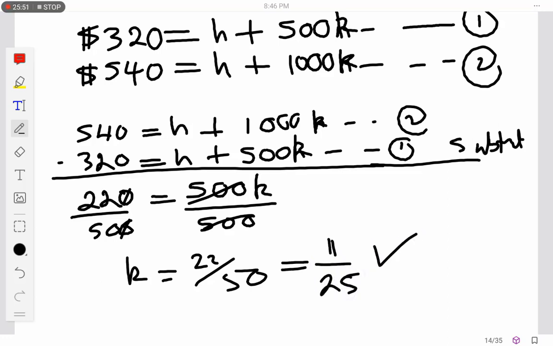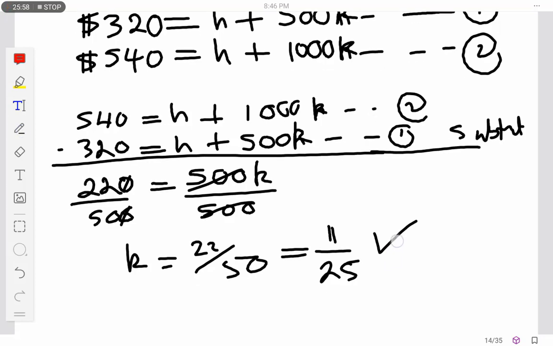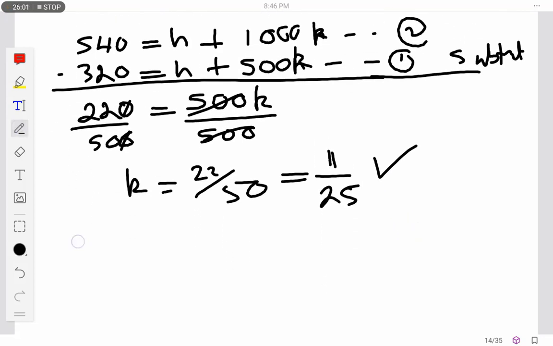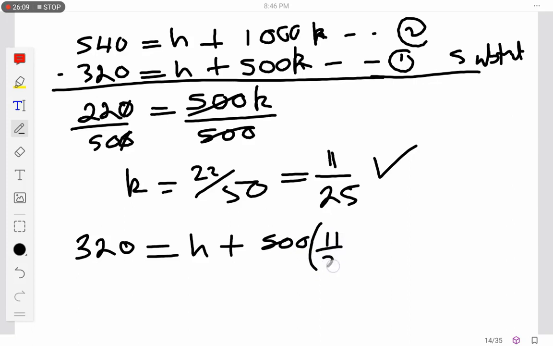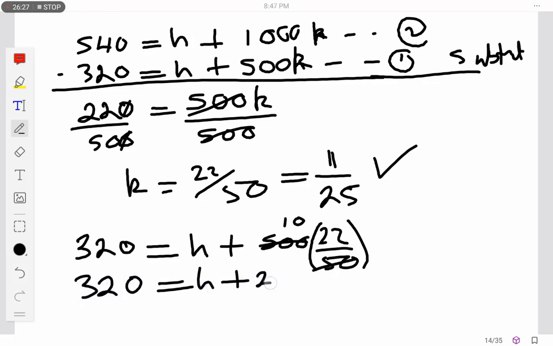Now I can substitute this K into any equation, number 1 or number 2. Then I get myself the value of H. So I'm going to use the equation which has got small values, which is equation number 1, and say 320 is equal to H plus 500 by my K, which is 11 over 25. Let me use 22 over 50 here, because I've got 500. So 50 can go into 500 as 10 times. So at the end of the day, I've got 320 is equal to H plus 220, like that.